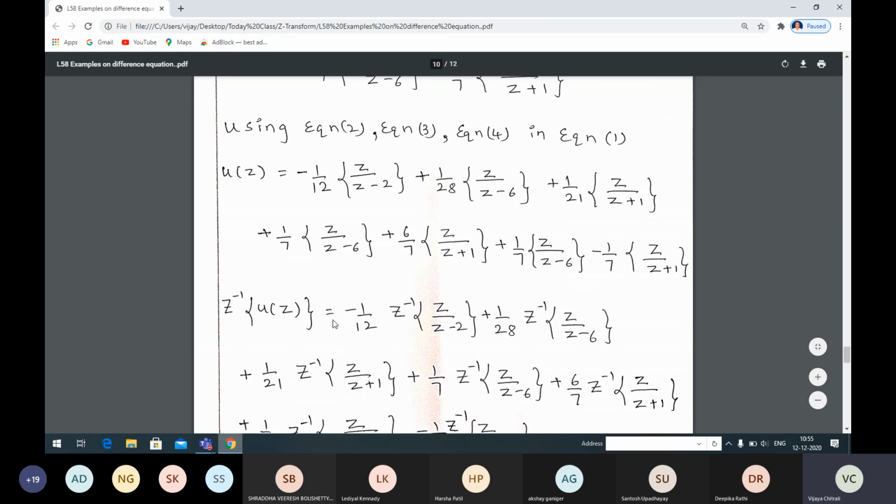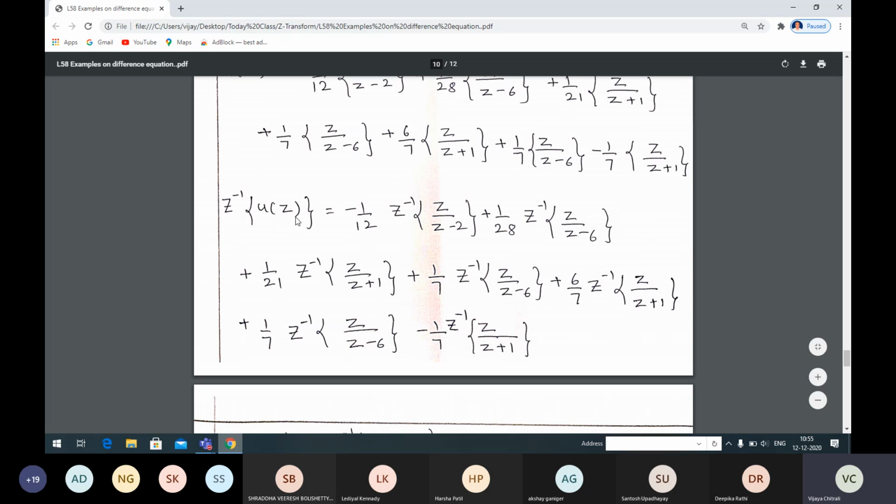So taking Z inverse on both sides, Z inverse of U of Z is equal to minus 1 by 12, Z inverse of Z divided by Z minus 2 plus 1 by 28, Z inverse of Z divided by Z minus 6 plus 1 by 21, Z inverse of Z divided by Z plus 1 plus 1 by 7, Z inverse of Z divided by Z minus 6 plus 6 by 7, Z inverse of Z divided by Z plus 1 plus 1 by 7, Z inverse of Z divided by Z minus 6 minus 1 by 7, Z inverse of Z divided by Z plus 1.